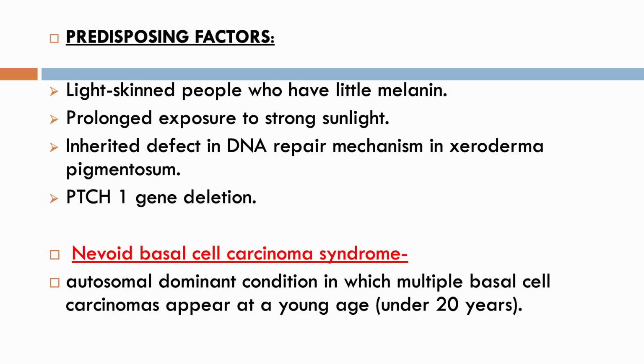Coming to the predisposing factors. Light-skinned people who have a small amount of melanin are more prone. Then prolonged exposure to strong sunlight, inherited defect in DNA repair mechanism in xeroderma pigmentosum, then PTCH1 gene deletion, then nevoid basal cell carcinoma syndrome. So what is it? It is an autosomal dominant condition in which multiple basal cell carcinomas appear at a very young age, that is under 20 years.